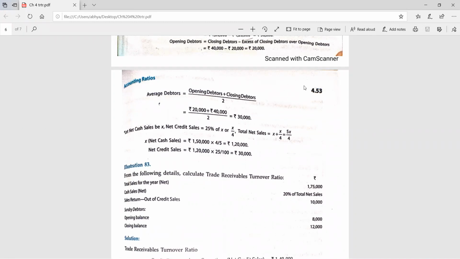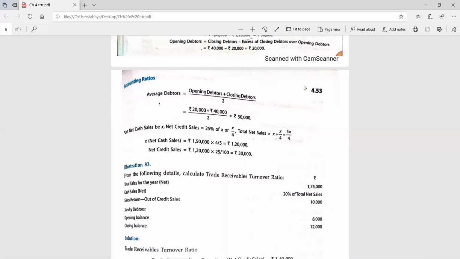So total sales for the year 1,75,000. Net sales. Cash sales 20% of the total net sales. So total net sales are already given, 175. So we can find out the cash sales. 175 multiplied by 20 upon 100. So that is 35,000. 17,500 into 2, which is equal to 35,000.